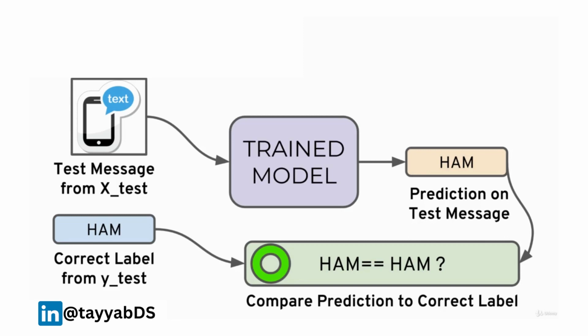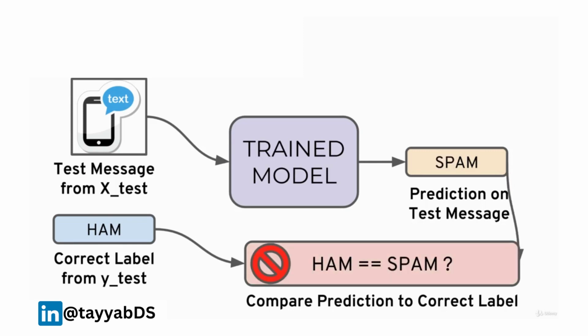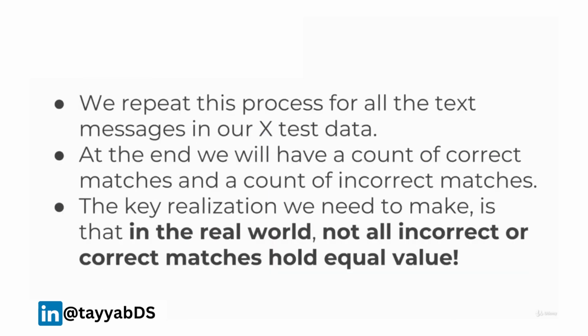So here we say, was ham equal to ham? And in this case, it's correct. So here we get a correct prediction. Keep in mind that for other data points, the trained model could be incorrect. It might say, oh, I think this text message is spam. And in that case, it would be an incorrect prediction. So what we're going to do is repeat this process for all the text messages inside of our test data. At the end, we're going to have a count of correct matches and a count of incorrect matches.